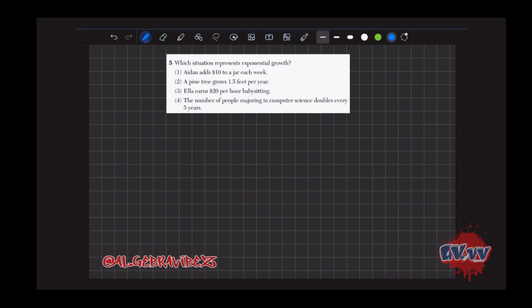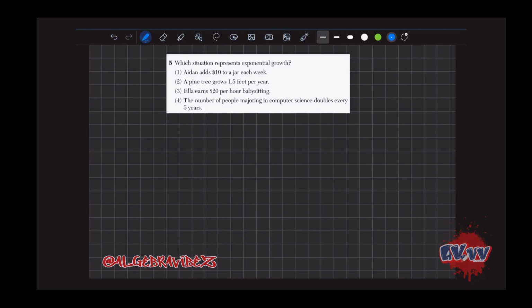So question number 5 reads, which situation represents exponential growth? 1, Aiden adds $10 to a jar each week. 2, a pine tree grows 1.5 feet per year. 3, Ella earns $20 per hour babysitting. Or 4, the number of people majoring in computer science doubles every 5 years. Well, I'm going to get rid of number 1 because adding $10 to a jar each week is not exponential growth. It's going to grow the same amount over time.